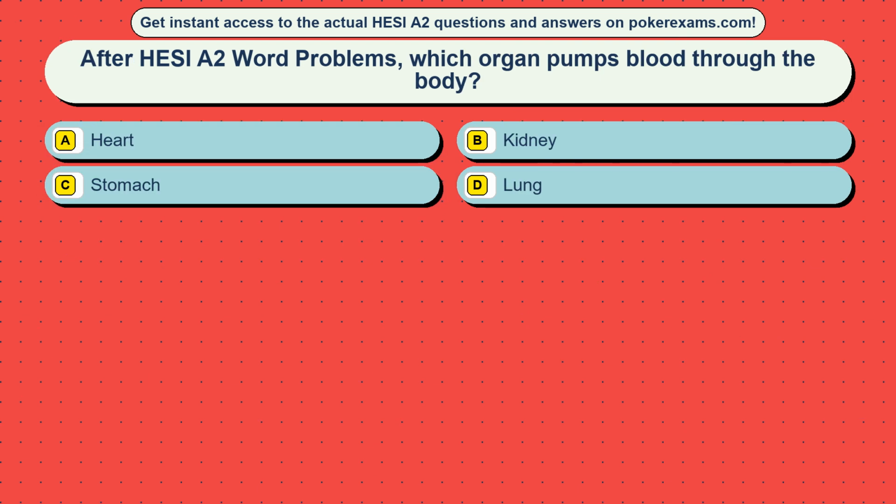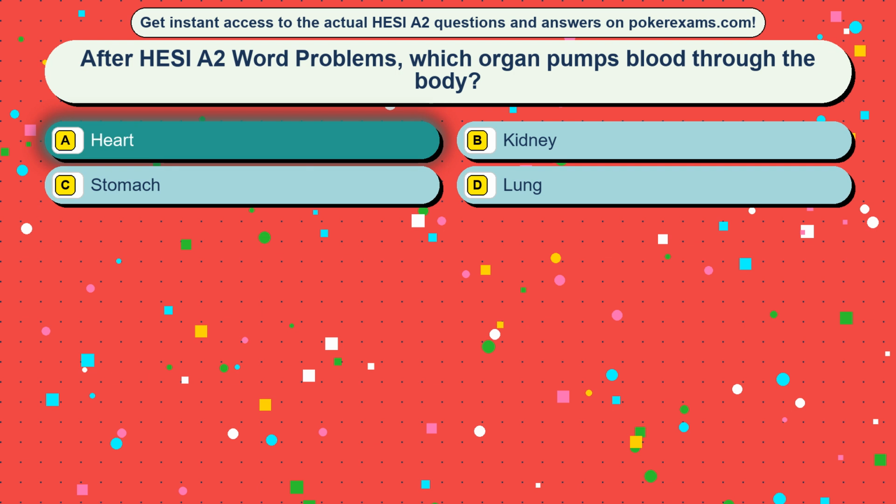Question 46. After HESI A2 Word Problems, which organ pumps blood through the body? Option A, heart. Option B, kidney. Option C, stomach. Option D, lung. The correct answer is option A, heart.